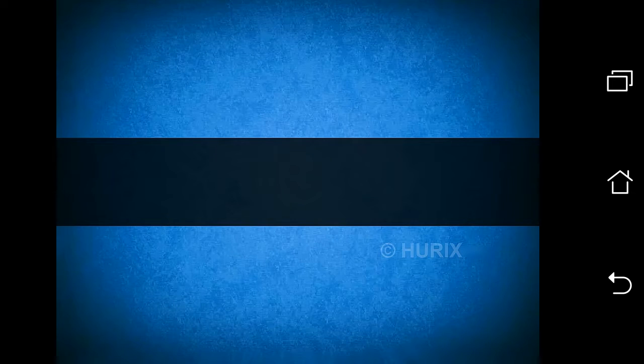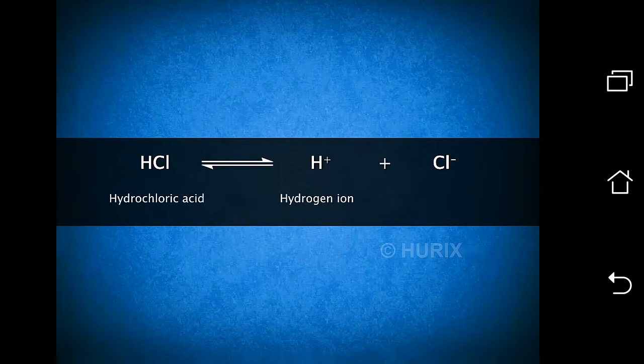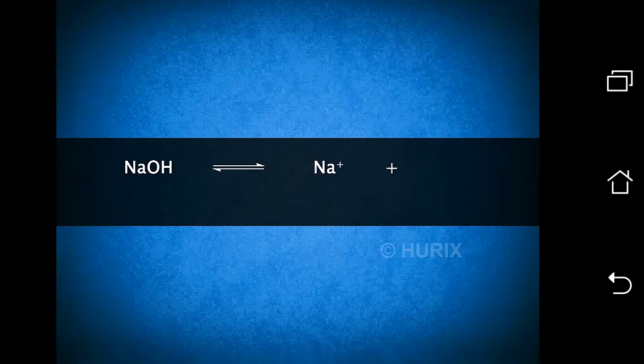When acid dissolves in water, it gives H+ ions. Example, hydrochloric acid gives H+ ions and Cl- ions. When base dissolves in water, it gives OH- ions. Example, sodium hydroxide solution gives OH- ions and Na+ ions.